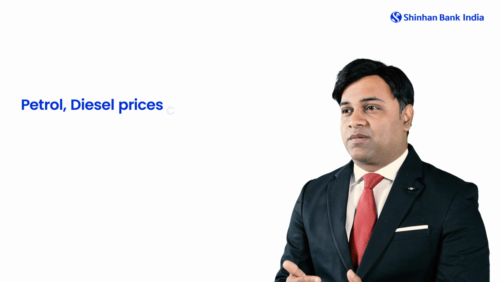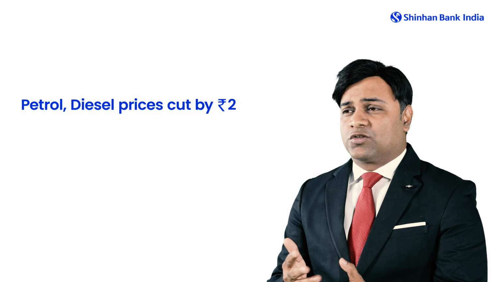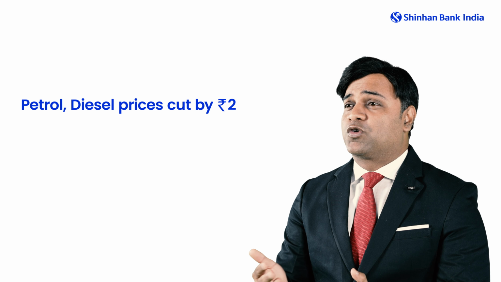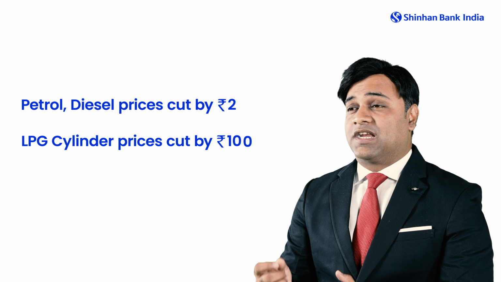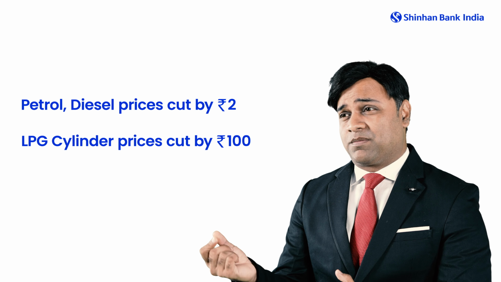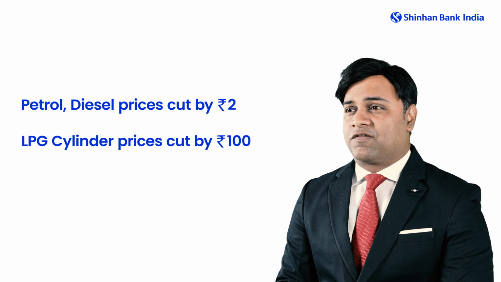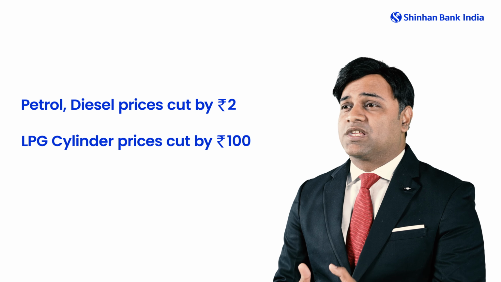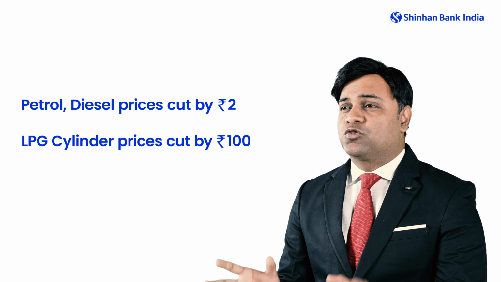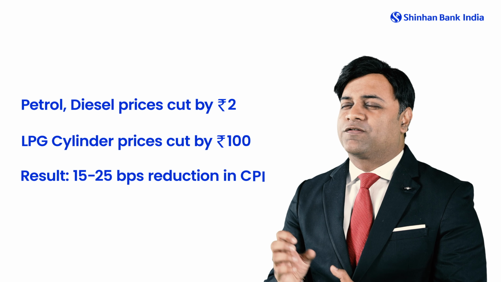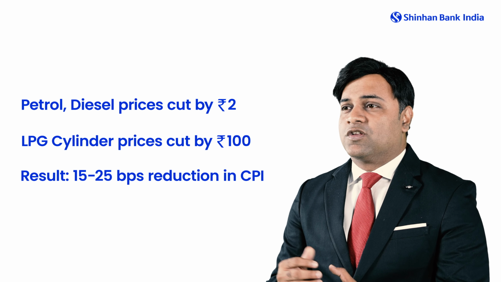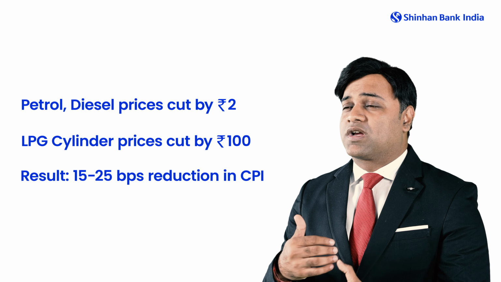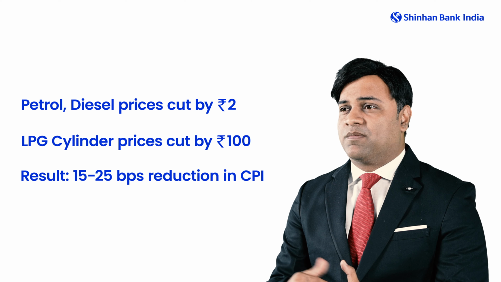Again, there were two policy announcements, one with the petrol diesel prices coming off by 2 rupees. That has been, I think, a change after 2 years that we have seen. Plus PM Modi announced a cut in the price of cooking gas by around 100 rupees per cylinder, to release some burden from the households. Now these two factors contribute towards a 15 to 25 basis point reduction in the CPI number. So we foresee the CPI number to come in sub 5% in the coming numbers.